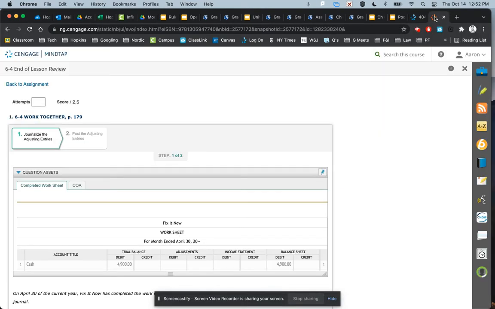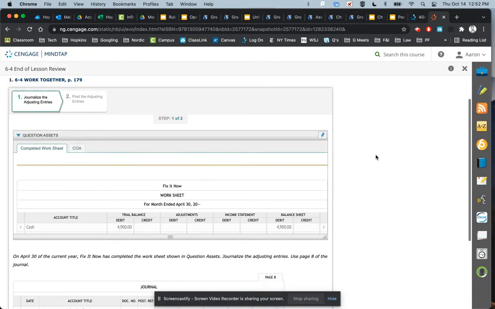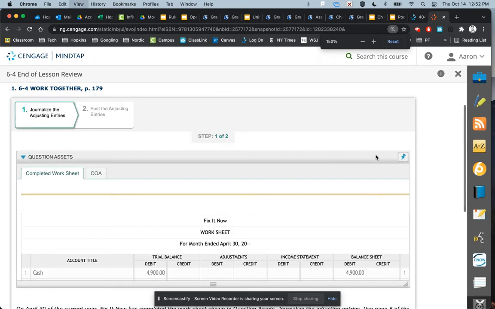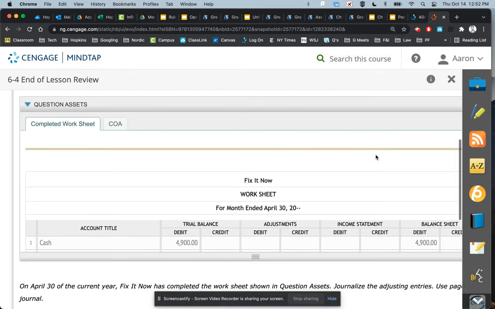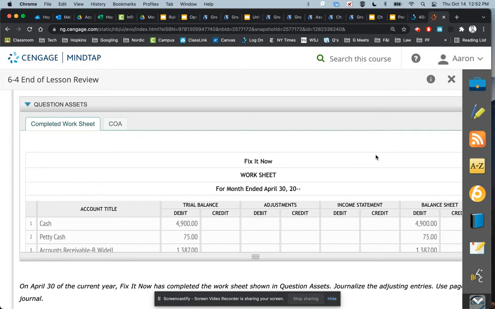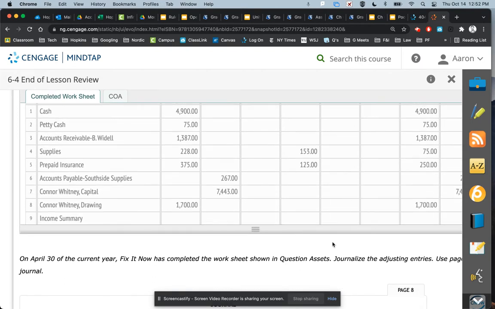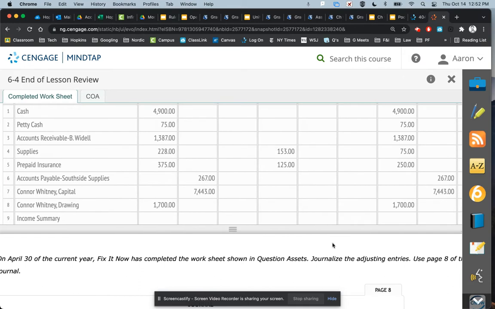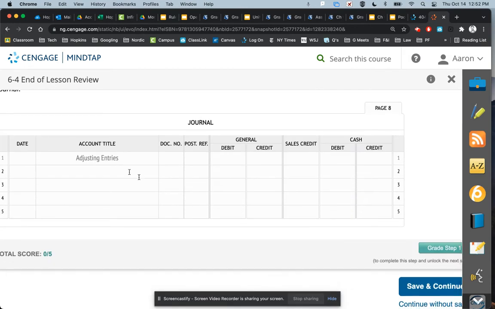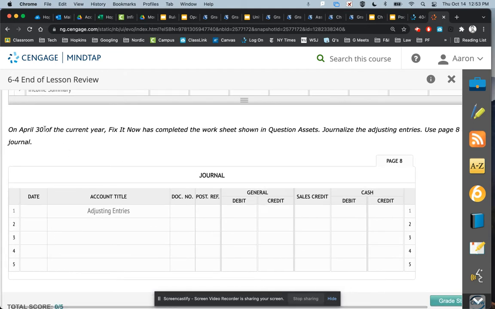So if we head over to that Cengage work together, we are right here. It gives us the worksheet that we just did in full. If we scroll down, it has a journal, and it's already given us that adjusting entries title, which is nice. So we just have to start below it. We're going to use the date as of April 30th.